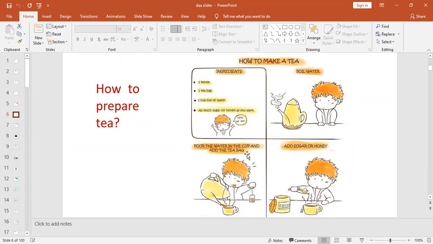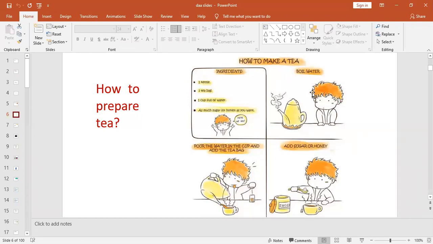So what are the ingredients you will take? Tea bag, water and sugar. These are the ingredients you will be having. After that, first you have to boil the water and add sugar or honey. Next pour the water in a cup and add the tea bag. Those who don't know how to prepare tea can use this particular procedure.